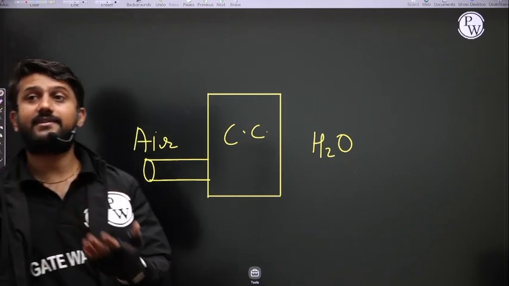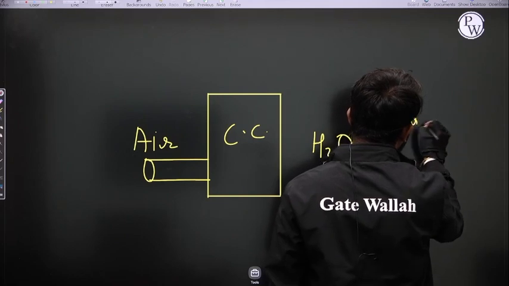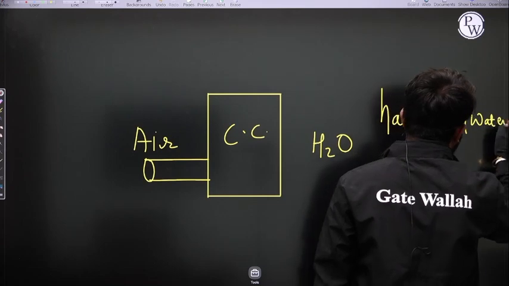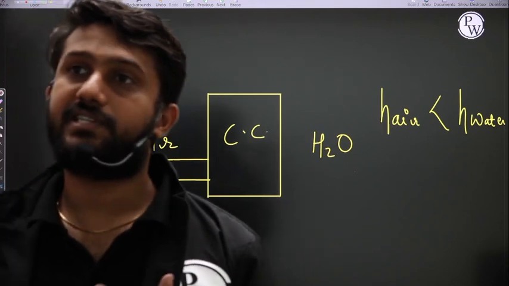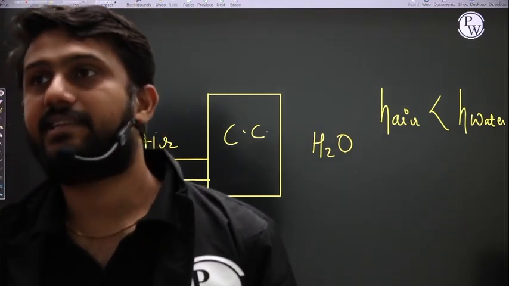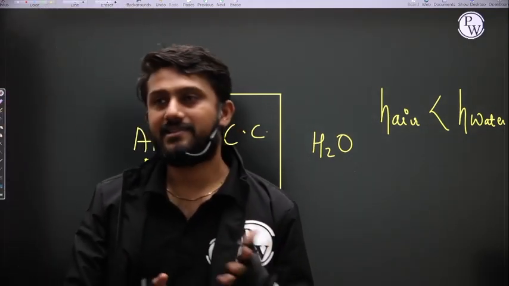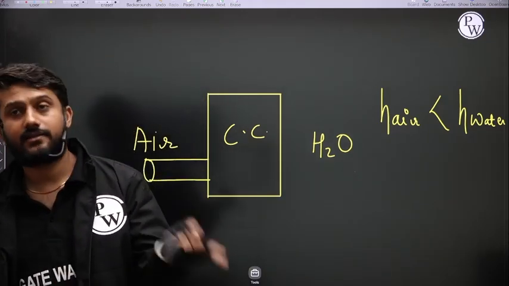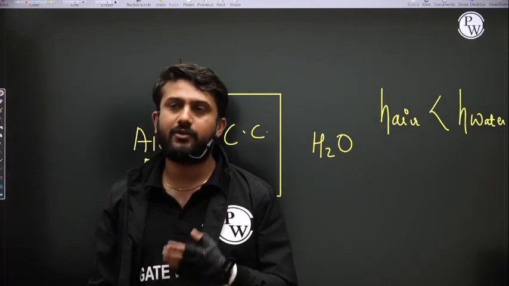Why on the air side? Because on the air side, the convective heat transfer coefficient is less as compared to the water side. On the water side, the convective heat transfer coefficient is more, h is more. Whereas on the air side, it is less. So h air side is lesser than h water side. That's why we are putting the fin on the air side, not the water side, because on the water side the heat transfer already occurs in a good amount.